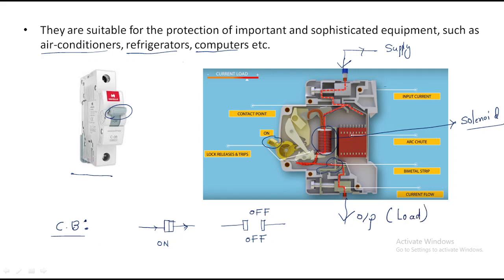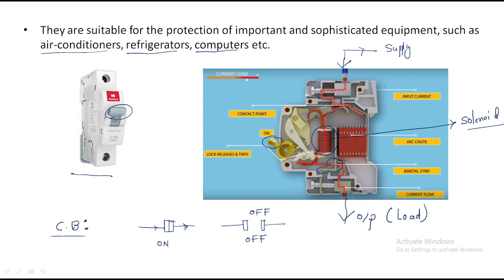So generally what happens, whenever it is in the on condition, the current from the supply travels from this contact through the solenoid. From the solenoid to here, a bimetallic strip is there. From this bimetallic strip, the current will be output here.